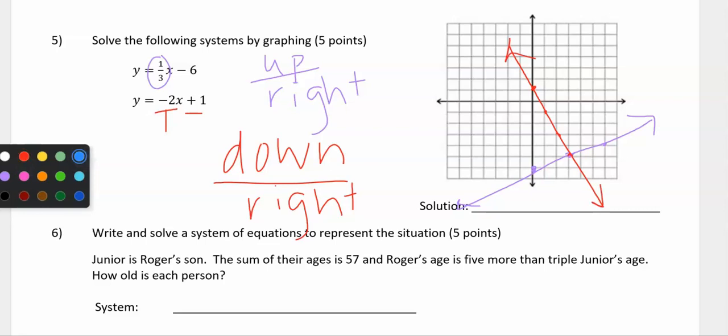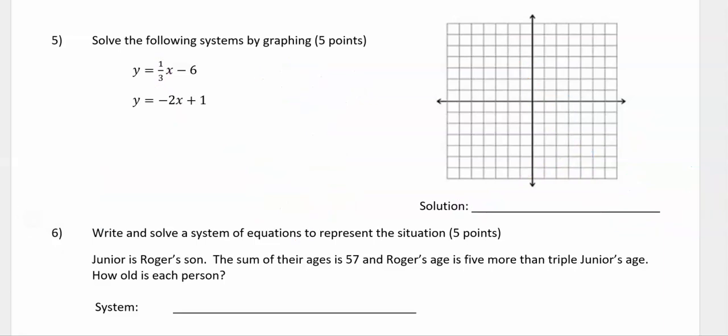The answer is right here. I just have to name that ordered pair. So you start in the middle. I'm going to go right 1, 2, 3, down 1, 2, 3, 4, 5. So 3, down is negative, negative 5. All right, that one's done.